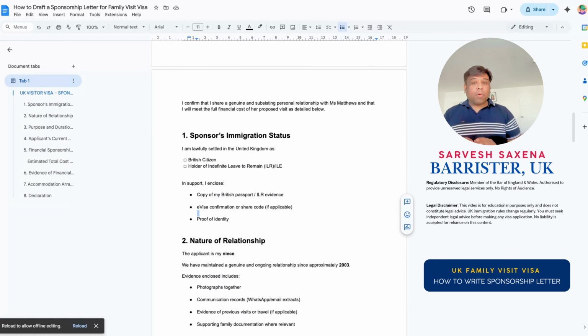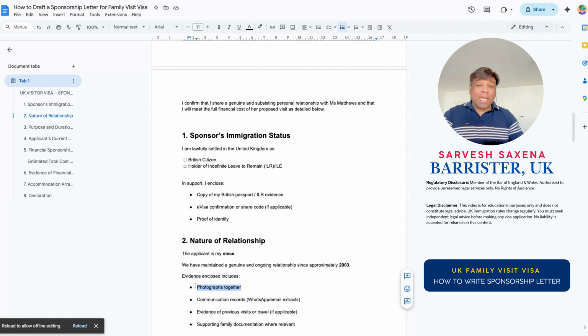Now, the nature of relationship. It's really important that you create a structured cover letter that takes the case officer through a step by step approach: that I have a settled status, then what is the nature of relationship, because that's really important. The applicant is my niece. We maintain a genuine ongoing relationship since approximately 2003. So it is possible that the niece is 23 years of age. Since the time she was born, he or she have maintained a good relationship.